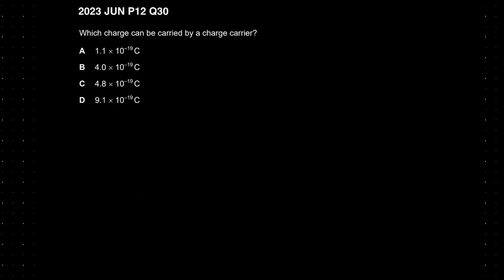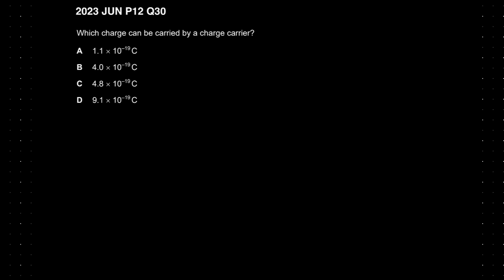Question 30. Which charge can be carried by a charged carrier? So the idea is the quantization of charge, that it has to be a multiple of the fundamental charge of an electron, which is 1.60 times 10 to the negative 19 coulombs. Obviously it can't be A, it can't be smaller than the fundamental charge. 4 times 10 to the negative 19 is not an integer multiple. This is not. Right? So the answer to this one is C.